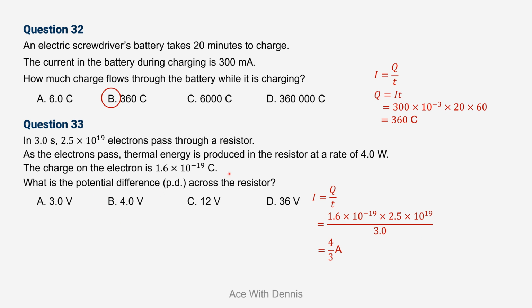Next, given that the power is 4.0 watts, and we know that the current is 4 over 3 ampere, we want to find the potential difference. We use this formula, P equals VI, and make V the subject because we want to find the potential difference. So V equals the power divided by the current, which is 4 divided by 4 over 3, or 4 times 3 over 4, which is 3 volts. Hence, the answer is A, 3.0 volts.